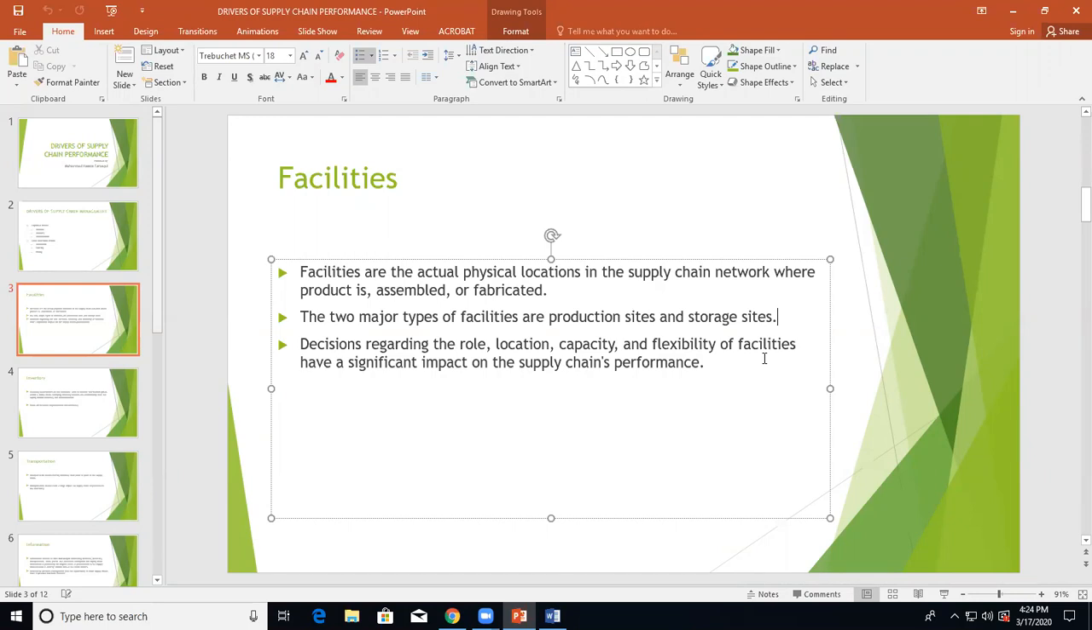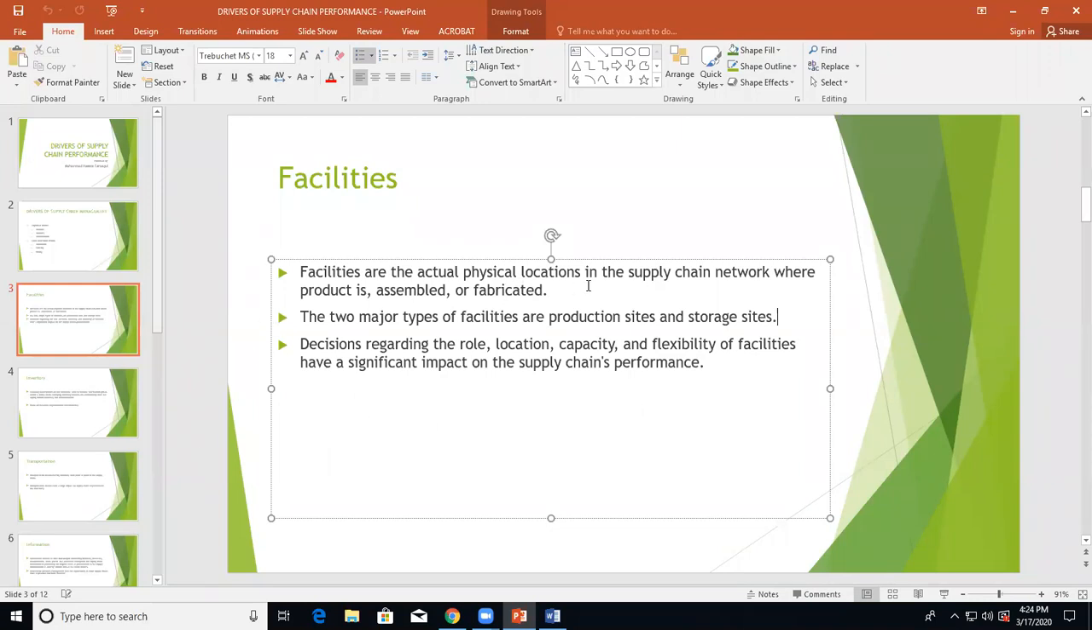For example, if you don't define the role well, then your supply chain will really get impacted. Same with the location, capacity, flexibility, which we will be discussing in detail. I just gave you an idea.